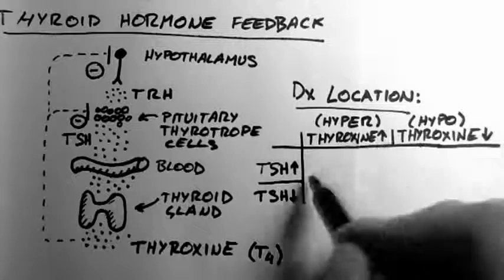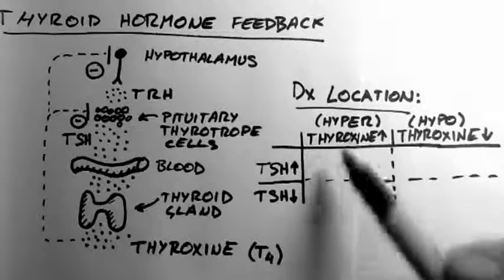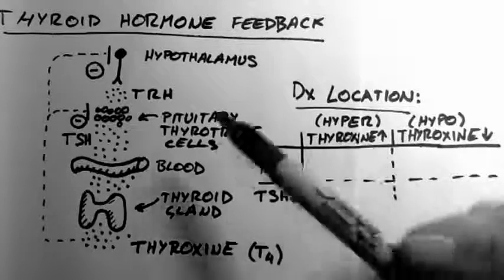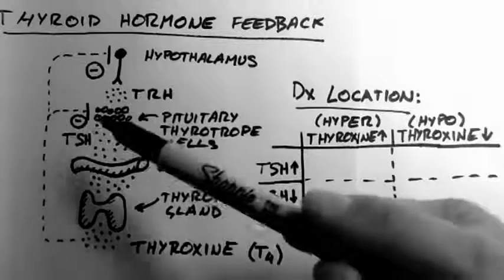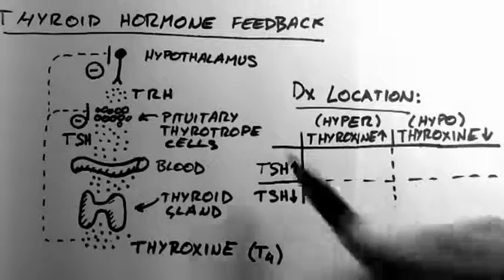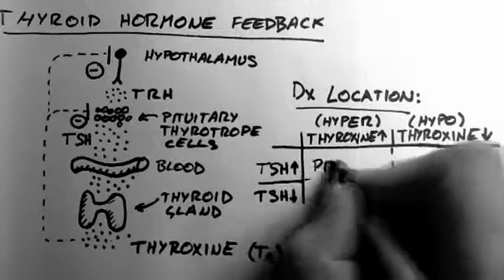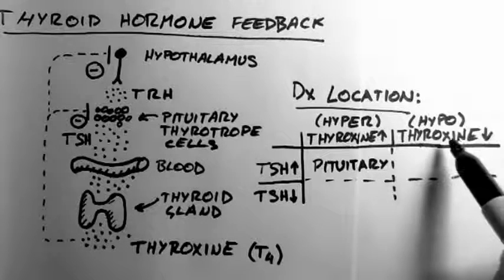If thyroxine is high and TSH is high, because we know that thyroxine should be suppressing the release of TSH, then there must be a problem in the pituitary, which means that this feedback mechanism doesn't work. Therefore, the problem must be in the pituitary.